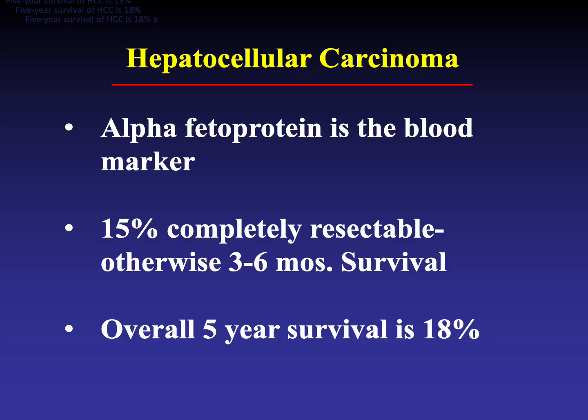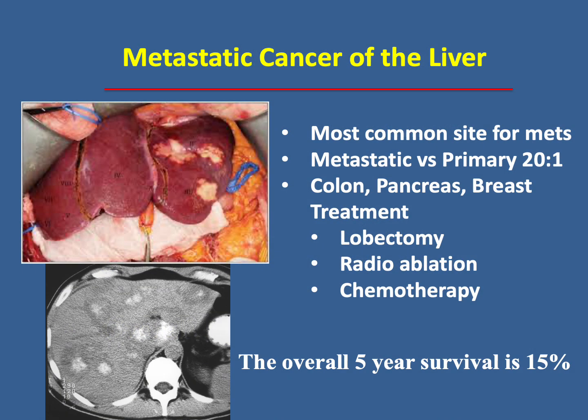Metastatic cancer of the liver outnumbers primary cancer of the liver in the United States by 20 to 1. Colon, pancreatic, and breast cancers are the most common. It is found by CT scan, and follow-up for the treated primary tumor is suspected because of a rising CEA level in those with colonic cancer, for example.